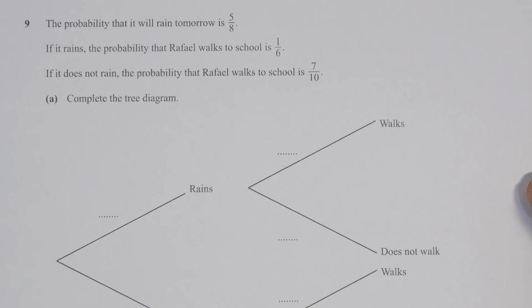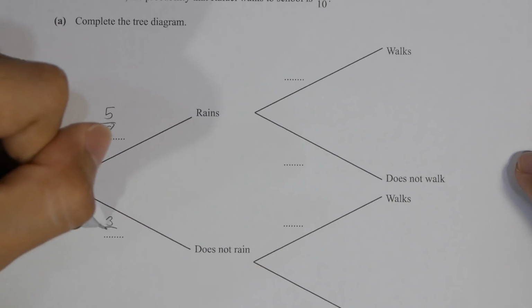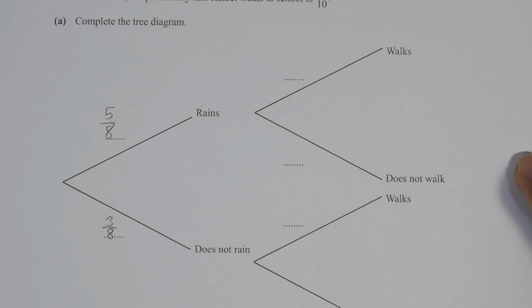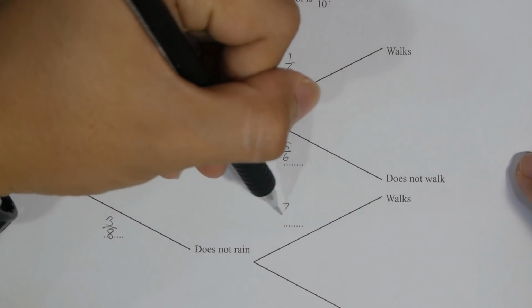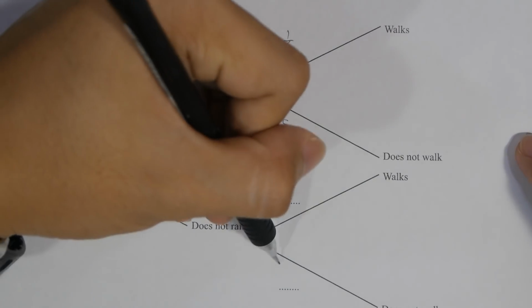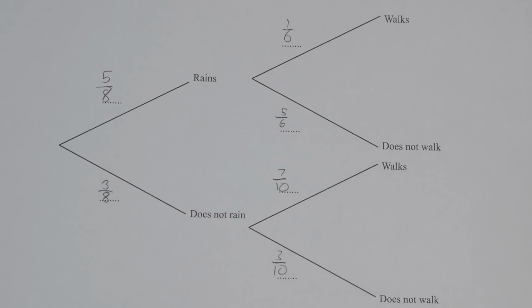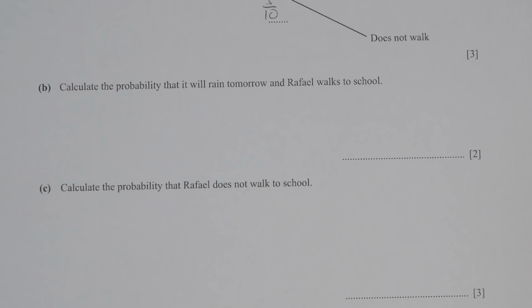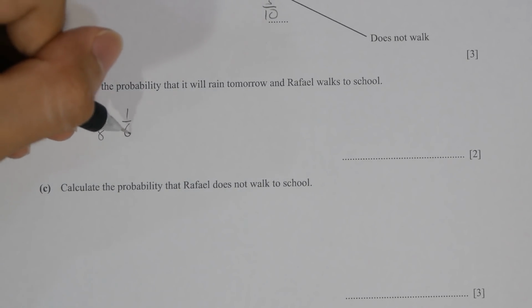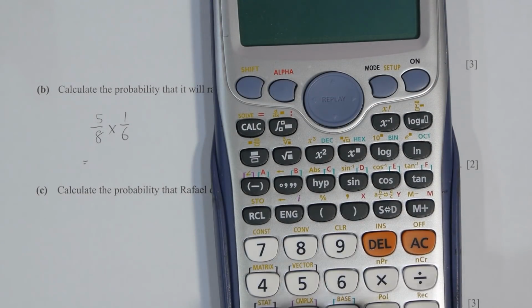Question 9. Simply fill up the tree diagram first. Then move on to part B. Calculate the probability that it will rain tomorrow and Raphael walks to school. So 5/8 times 1/6, then you get 5/48.